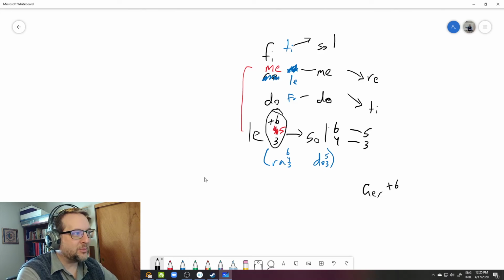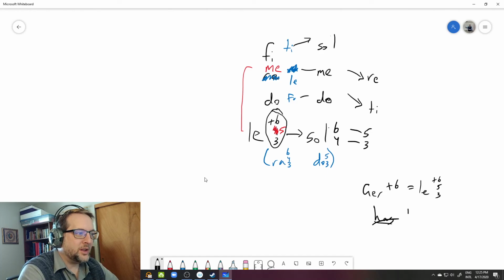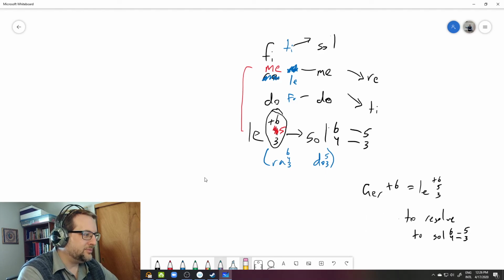And it has that perfect fifth, that lay to may. The German augmented 6 is the lay plus 6-5-3. And it has to resolve to the cadential 6-4, so that we don't end up with parallel fifths and then bad things happen, like, Hitler.